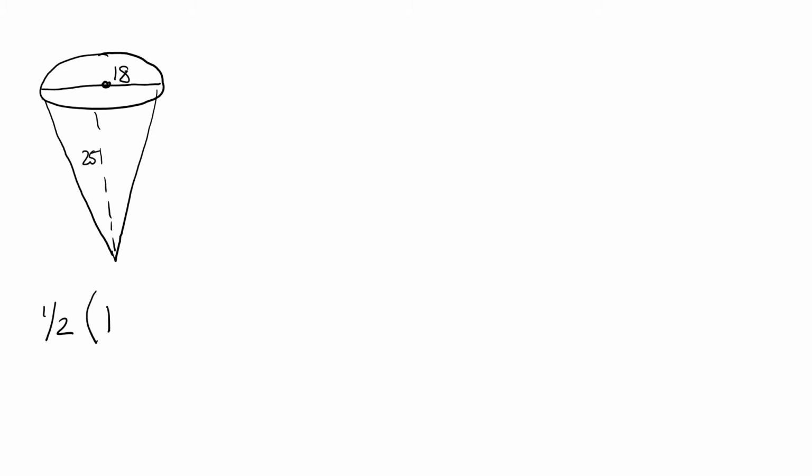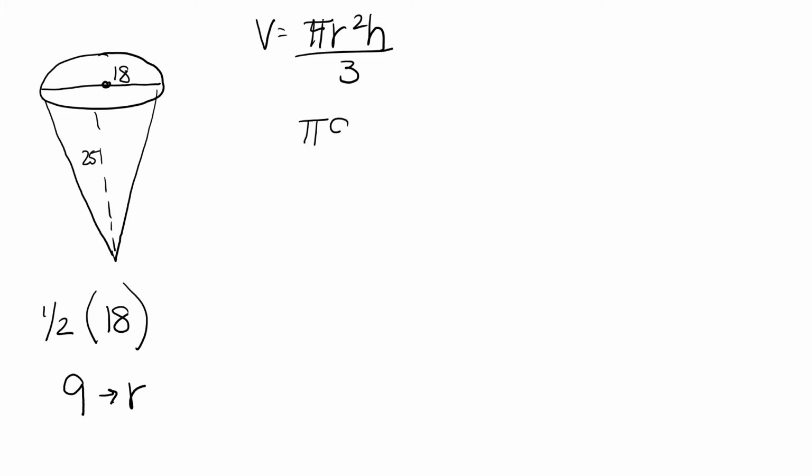For problem 2, we have a cone that has a diameter of 18 and it has a height of 25. We start by taking half of our diameter, 18, because we only want the radius. Half of 18 is 9. We use our formula, pi r squared h divided by 3. Plugging in the radius we found, 9, and the height, 25.